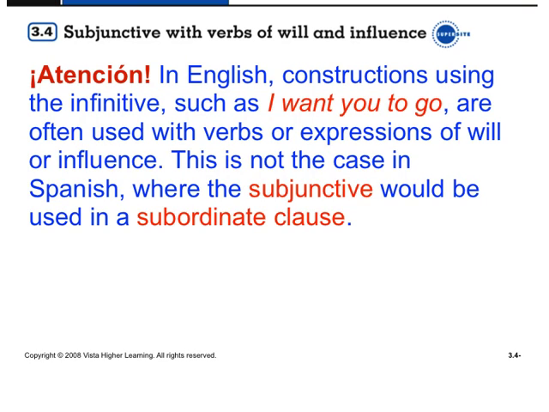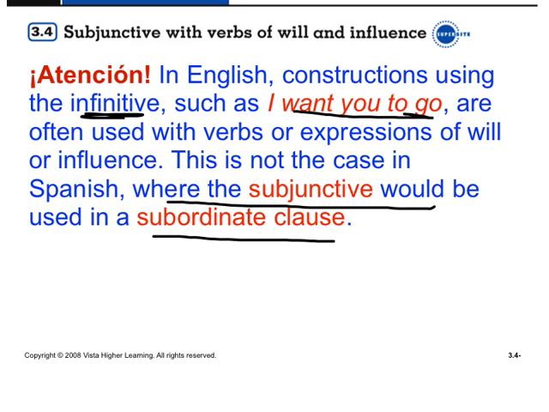The Spanish subjunctive is different from English. We like to say, I want you to go. And in that case, I want you to go uses an infinitive right there, even though it's a verb of will and influence. But this is not how Spanish works. The subjunctive would be used in the subordinate clause.